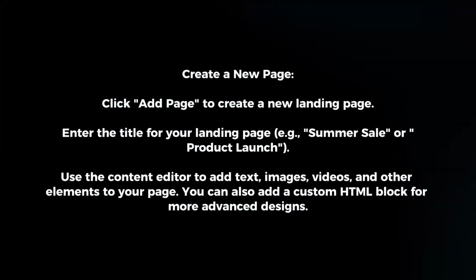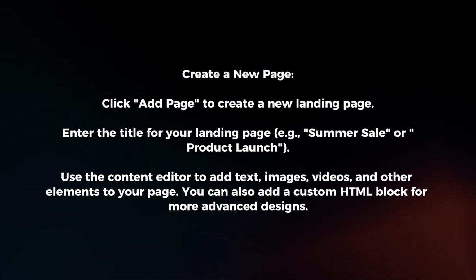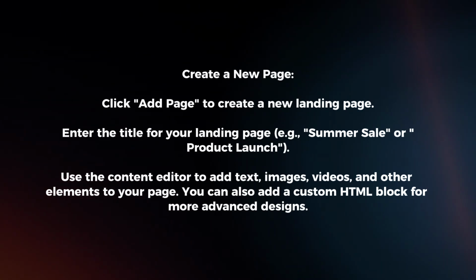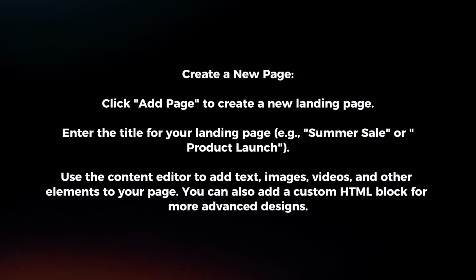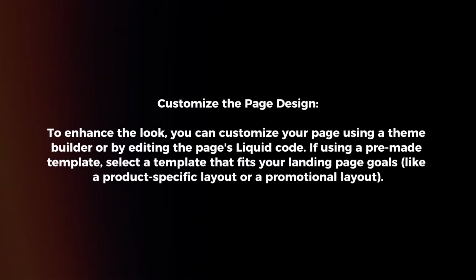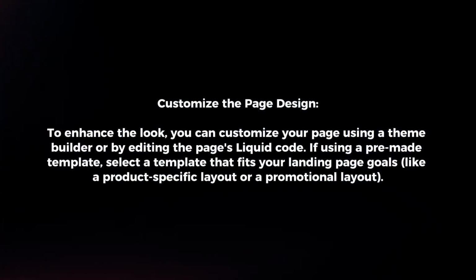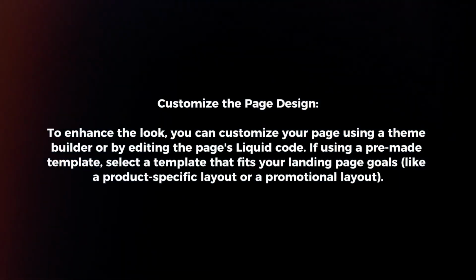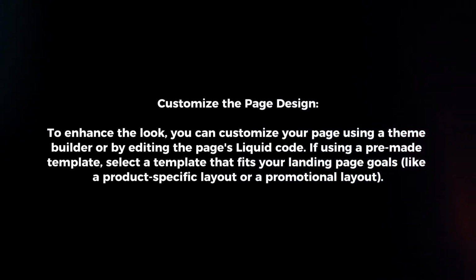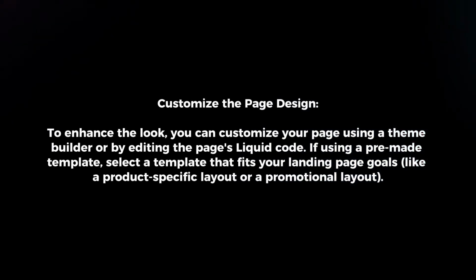Use the content editor to add text, images, videos, and other elements to your page. You can also add a custom HTML block for more advanced designs. Customize the page design. To enhance the look, you can customize your page using a theme builder or by editing the page's liquid code. If using a pre-made template, select a template that fits your landing page goals.